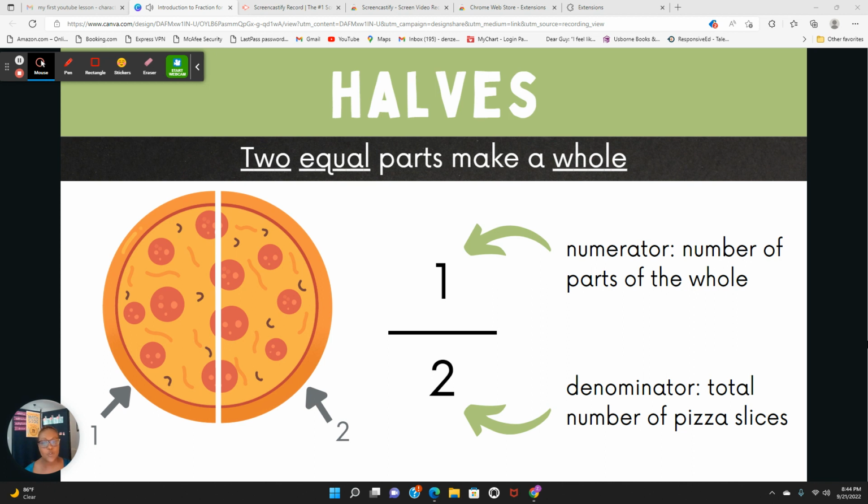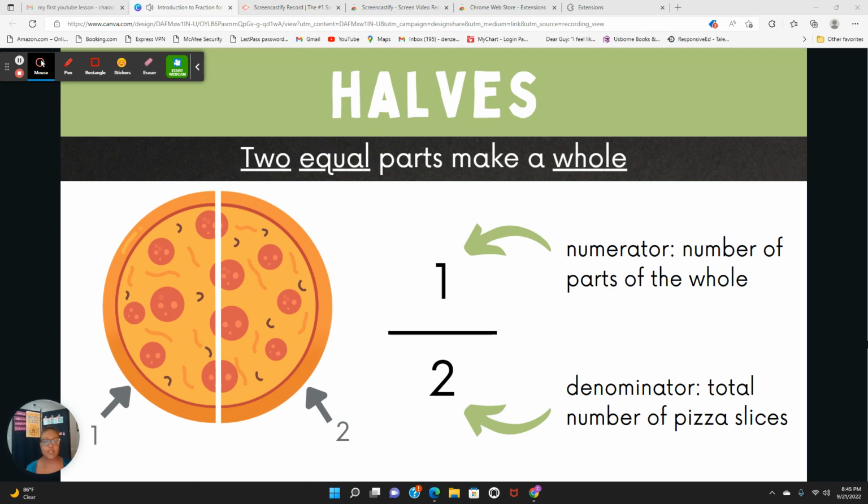Here you have two big new vocabulary words that you're going to be learning. Numerator is our first word. That is the number of parts of the whole. So if I took half of that pizza, I would have one part. You can also use an apple. This is a whole apple right here. If I cut that apple right down the middle and share it with my friends, I'm going to have one part of that apple out of two parts of the whole apple. My numerator, which is my top number, is the number of parts of the whole. So this is one part of this whole apple.